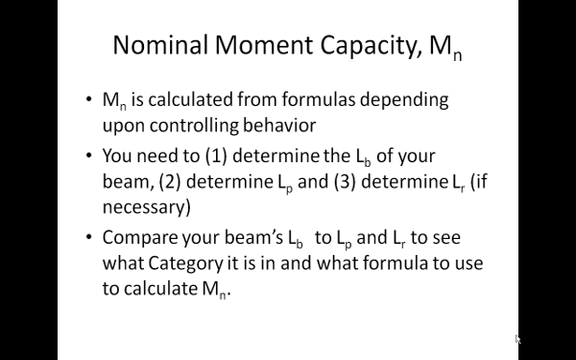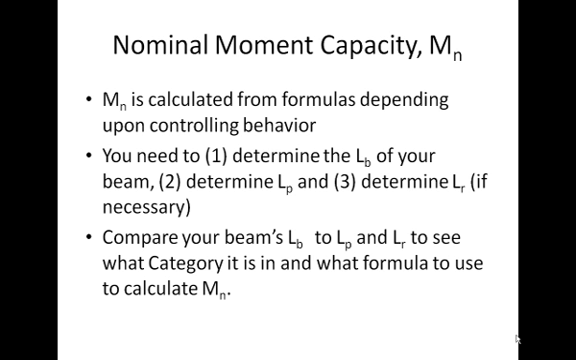What you need to do is you first determine what your unbraced length of your beam is. So the unbraced length of the compression flange is termed L sub B. You determine what that is for your particular problem. The second thing that you need to determine is what LP is. We've talked about this earlier, but LP is basically a dividing line between Category 1 and Category 2 type behavior.